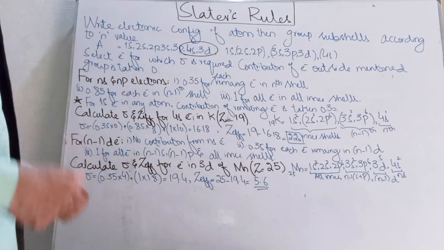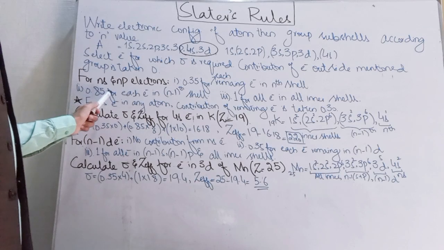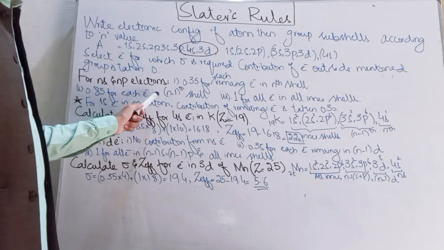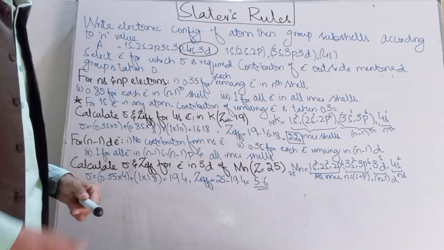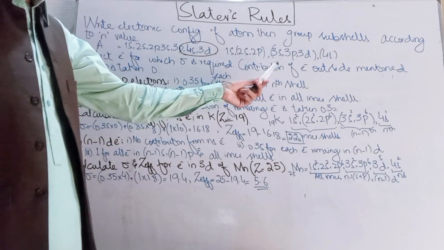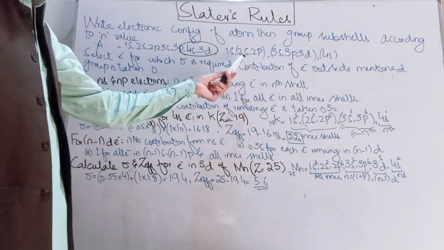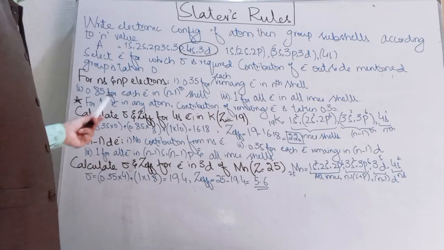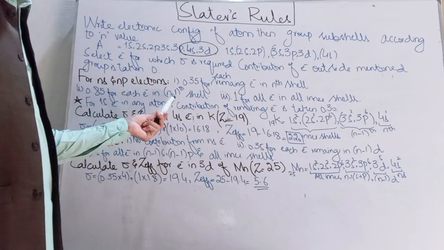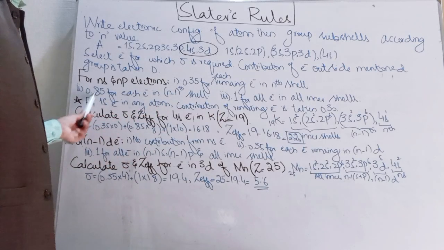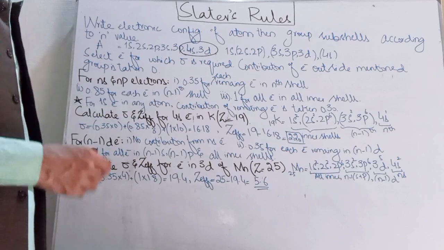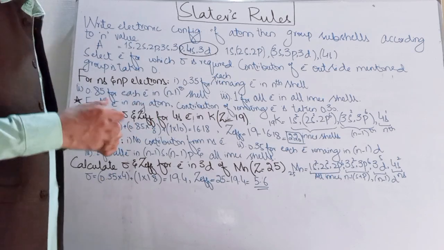The next rule says that 0.85 for each electron in the n-1 shell. So if we are calculating the sigma value for any electron present in 3p, 2s and 2p would be taken as the n-1 shell. So 0.85 for each electron present in the n-1 shell.